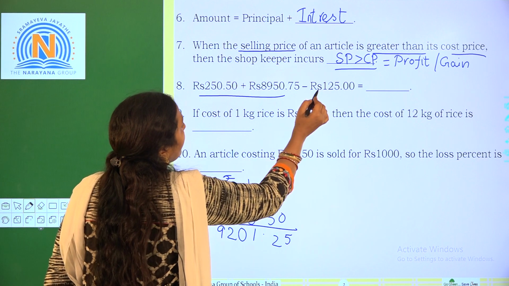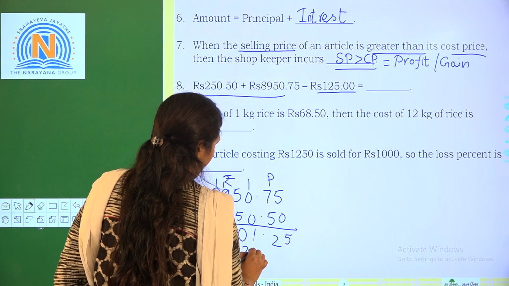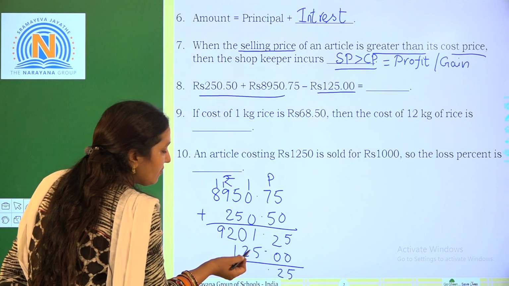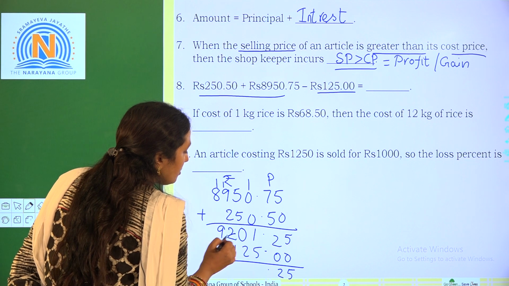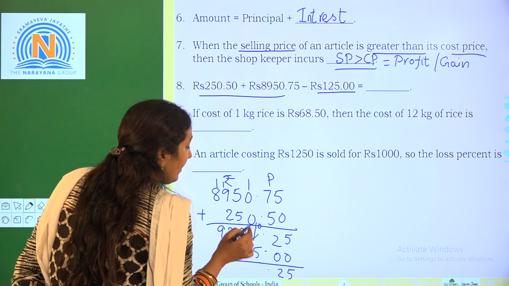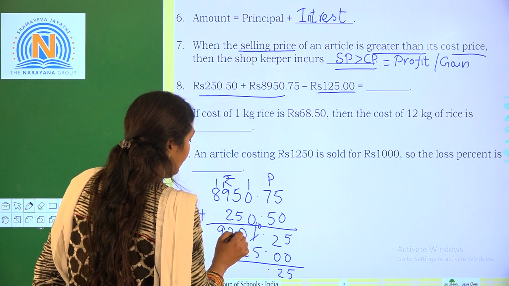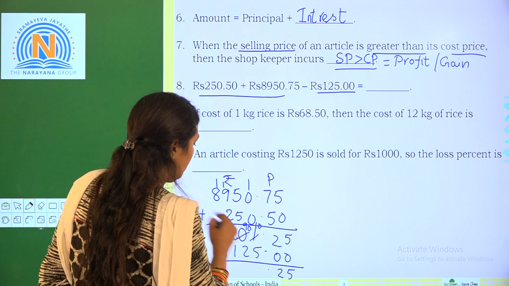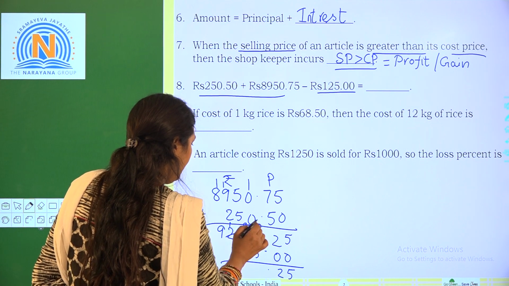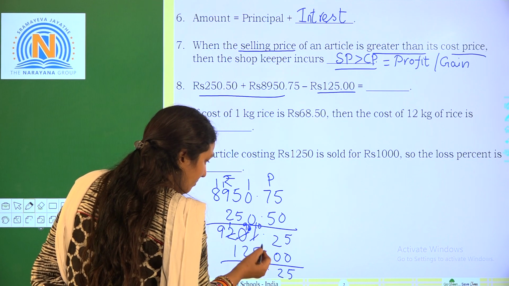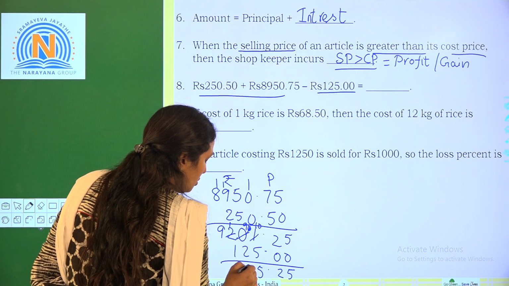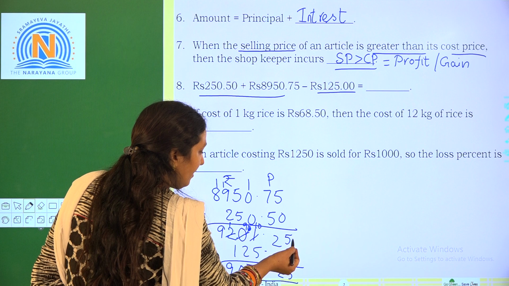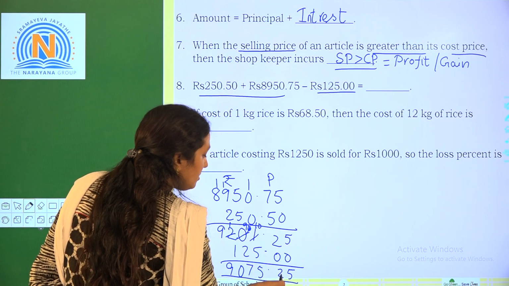Now subtract. What do we have to subtract? 125 rupees. Can we subtract 1 minus 5? No, we have to regroup from here. So 1 will become 10. We require only 110, but we are taking 100, so it will be 90. So 10 minus 5 is 5, 9 minus 2 is 7, 1 minus 1 is 0. It will be 9. So once again 5 minus 0 is 5, 2 minus 0 is 2.